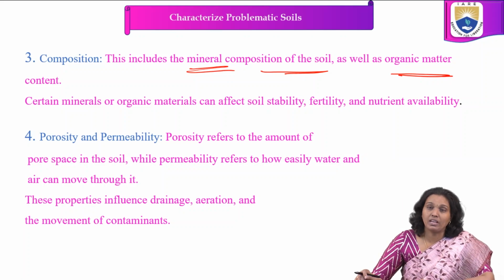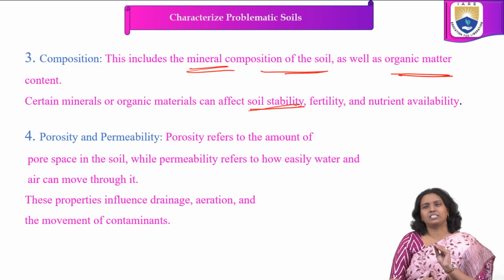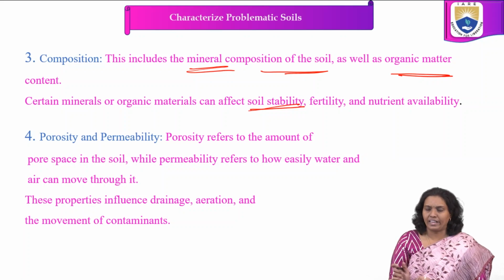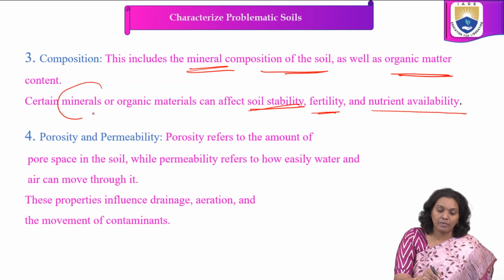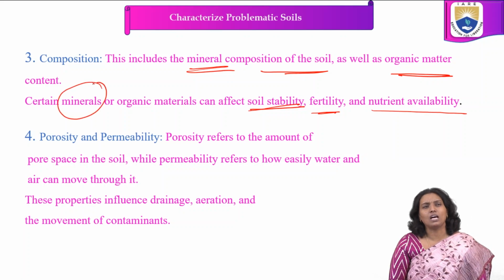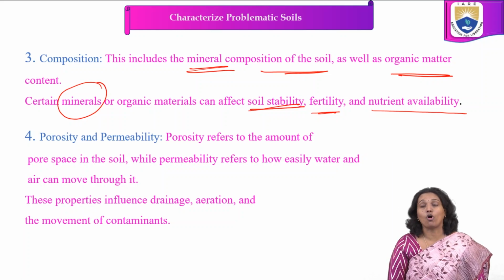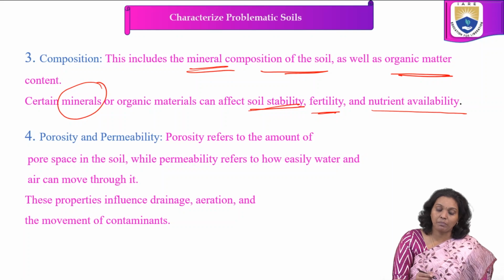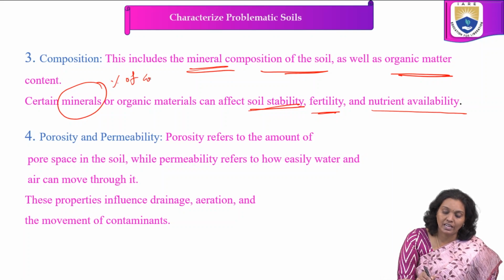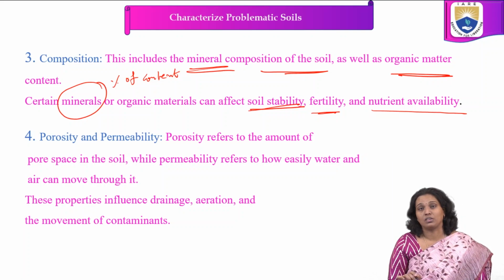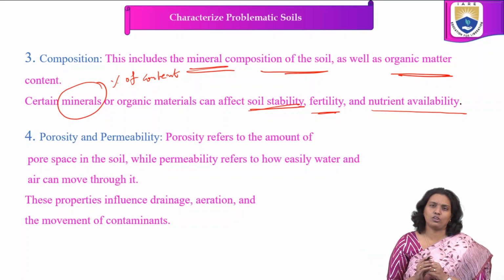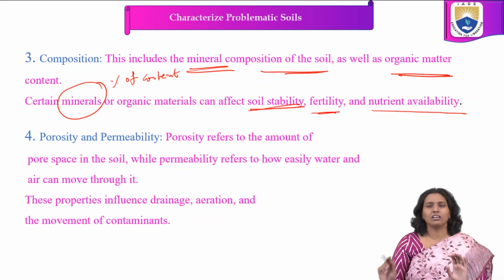In the composition, the mineral composition of the soil as well as the organic matter content, certain minerals or organic matters can affect soil stability. So it affects stability, fertility and nutrient availability. Which type of minerals are present and how the different mineral compositions react depends on the percentage of the content also. If a mineral is 1%, it may not affect much. But if more than 50% of the mineral is there, it may affect in a different way.